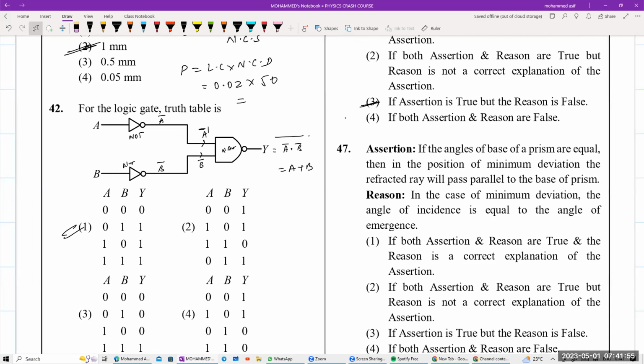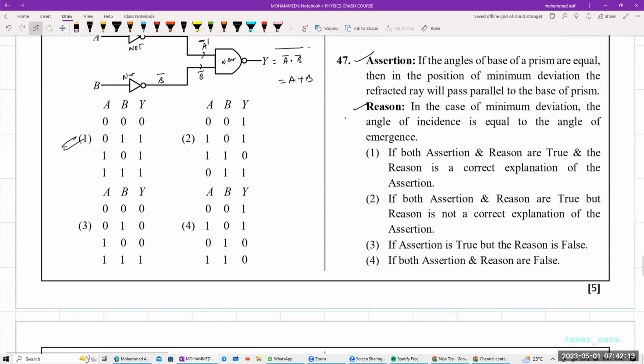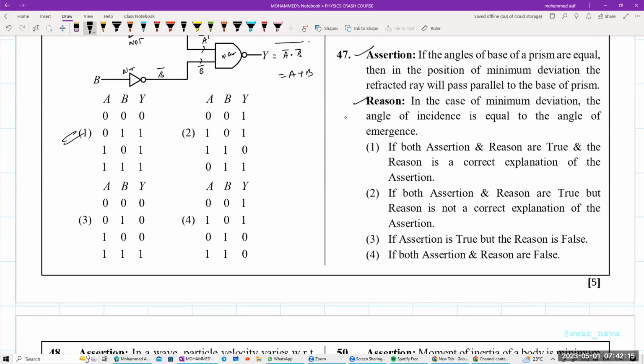If the angles of the base of the prism are equal, then the position of the minimum deviation, the refracted ray will pass parallel to the base of the prism. Yes, assertion is correct. In case of minimum deviation, the angle of incidence is equal to the angle of emergence. Yes, this is also correct. So assertion, reason, both of them are correct beta right now. Isn't it? Assertion, reason, both of them are true, and the reason is correct explanation for the assertion. First option will be the answer.